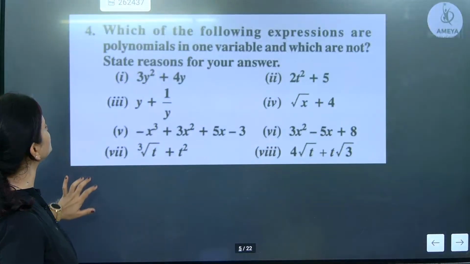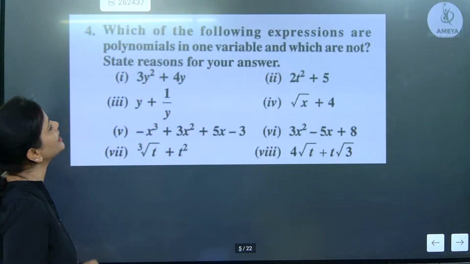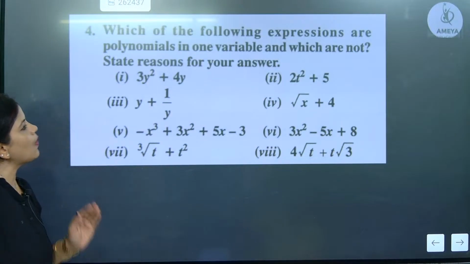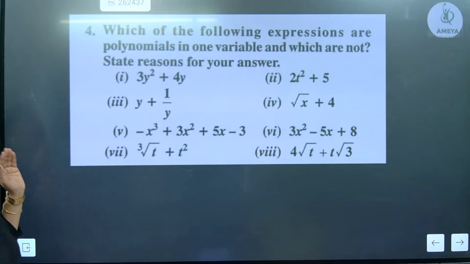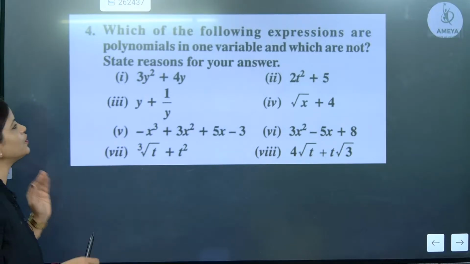Now go for this question. Which of the following expressions are polynomial in one variable and which are not? State reason for your answer.